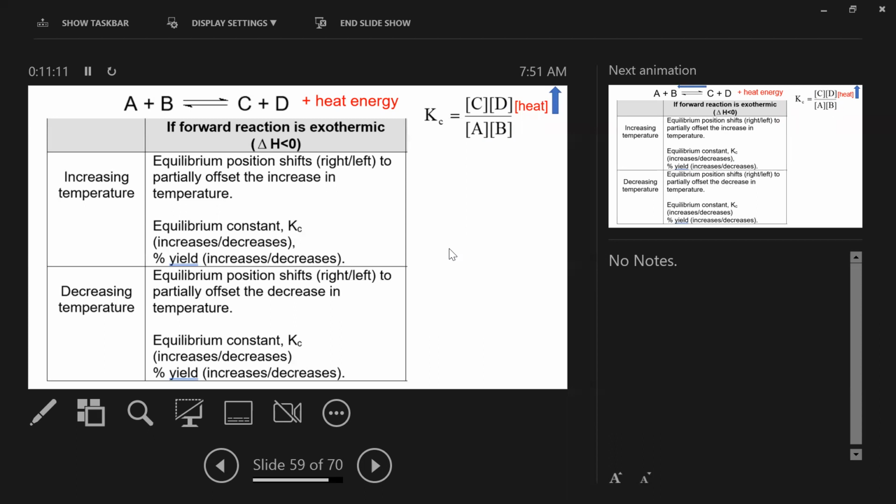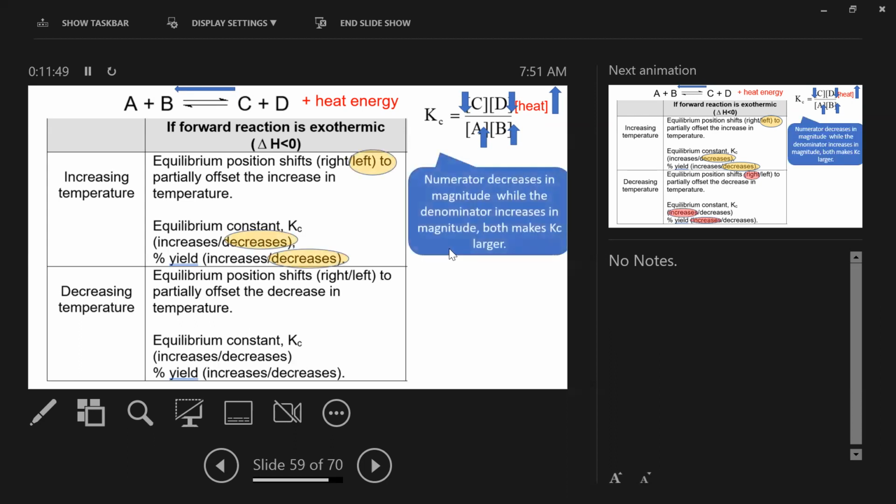So you can see that when there is a sudden increase in temperature, I'm putting in heat. So the concentration of heat will increase. Then when the heat energy concentration increases, how will the POE respond? It will shift to the left, because there's a surplus of heat energy here, it will shift backwards in order to remove part of the heat energy supply. So you can see for yourself that your product, the numerator, will decrease while the denominator, the reactant, will increase.